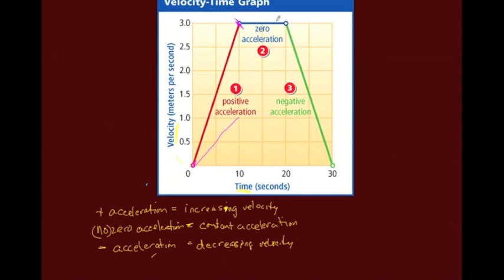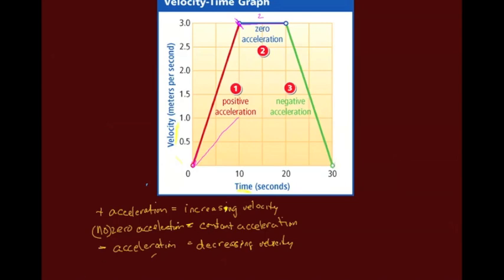Over the second 10 seconds, it's remaining constant. And in the last 10 seconds, it's slowing down, getting slower and slower and slower. So the steeper the slanted line, the greater the change in velocity. Positive acceleration is indicated by a line that's going up over time. Zero acceleration is indicated by a flat line, and negative acceleration is indicated by a line that's coming down over time.